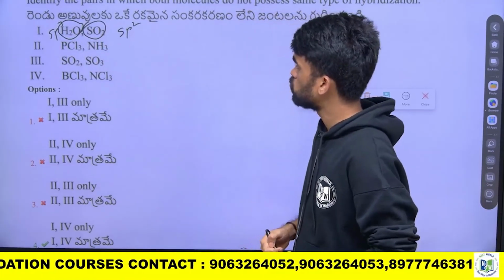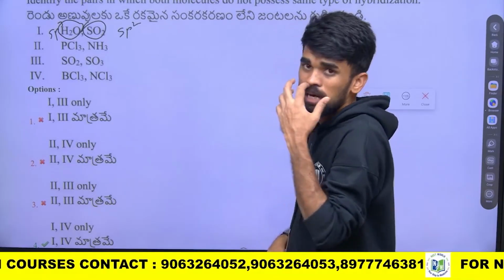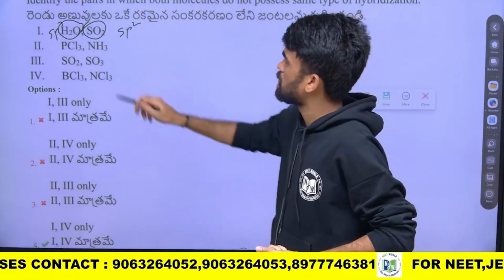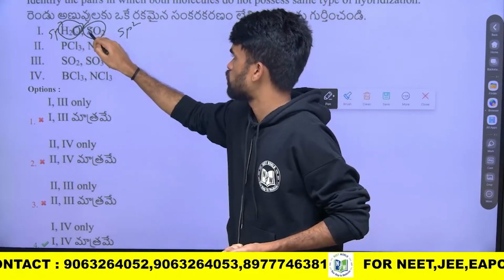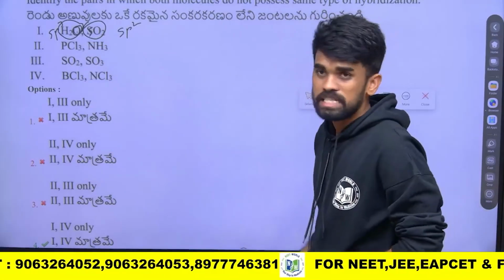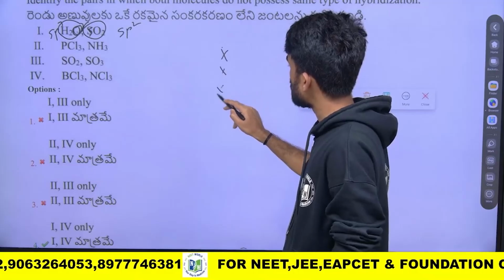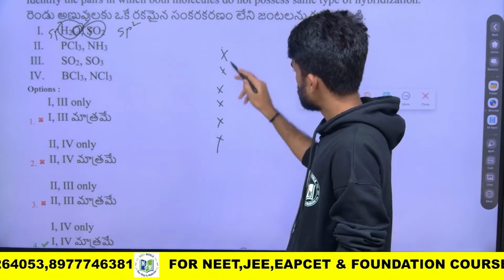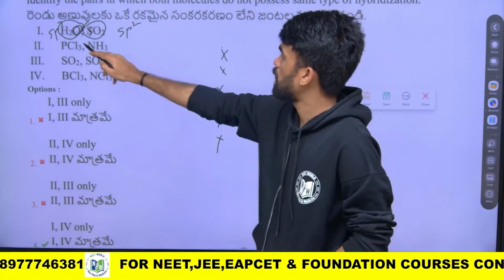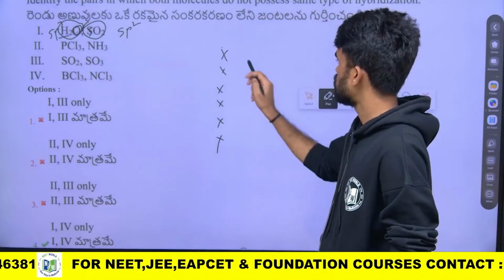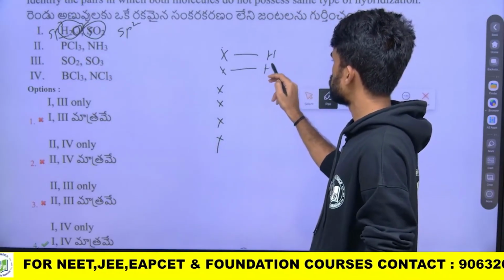So how can we do it? Just take the central atom. How many valence electrons are there in the central atom? Here oxygen and sulfur both belong to the 16th group, so valence electrons are 6. So take 6 electrons like 6 dots: 3, 3, 6 over. How many atoms are there here? 2 hydrogen atoms, one hydrogen here, one hydrogen here.